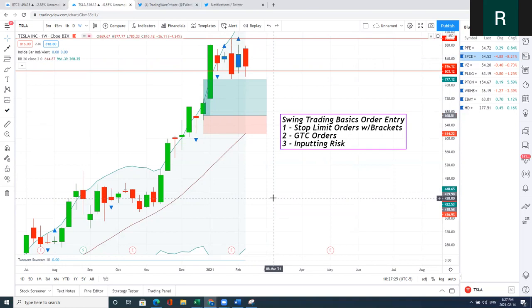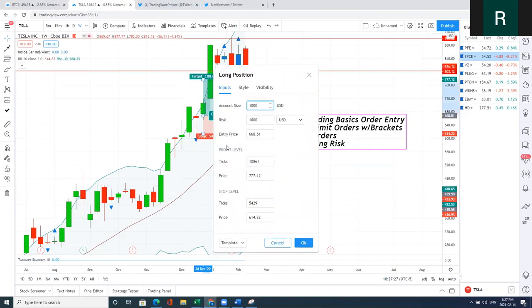Well, in the broker, we're going to put in this buy stop limit 668.51. Okay. And then your stop limit order is going to be split into 2 parts. First, the stop price, and then the limit price. The stop price is the price where you want your order to become live in the market. So we want to get in only if it breaks the high by 1 penny.